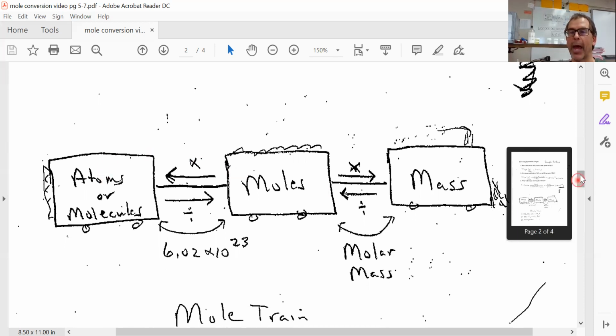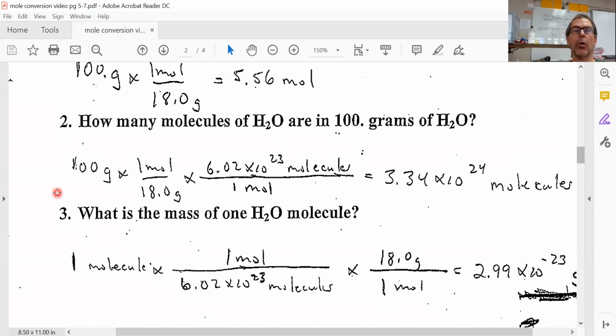Let's look at how that looks. 100 grams, grams goes on the bottom, moles goes on top. There's 18 grams in a mole, so you divide by 18. That would actually give us to where we were before. That gives us 5.56 moles if we stop there. But then we say there's 6 times 10 to the 23rd molecules per 1 mole. So we just multiply that there, and we end up with 3.334 times 10 to the 24th molecules.